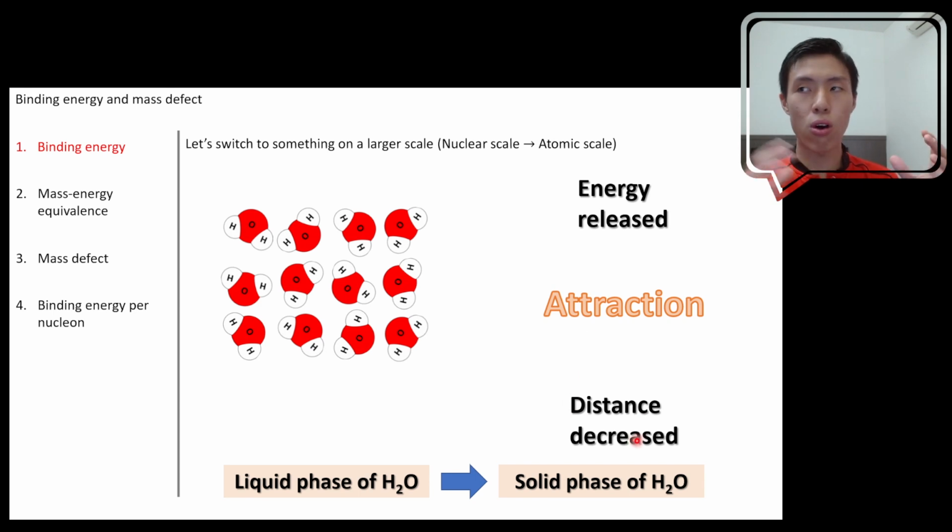So if your process here involves molecules going from further apart to being close together, if the distance between the molecules decreases, you should expect that there's energy release, and this is the case for attraction. So now you understand the atomic scale of things, how when we bring things together, energy will be released. We can bring this kind of relationship here back into the nuclear scale.